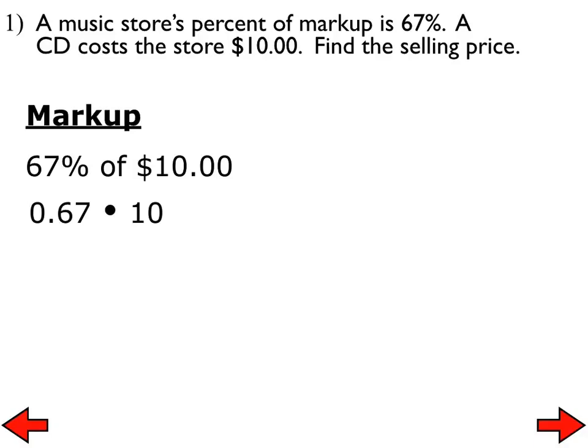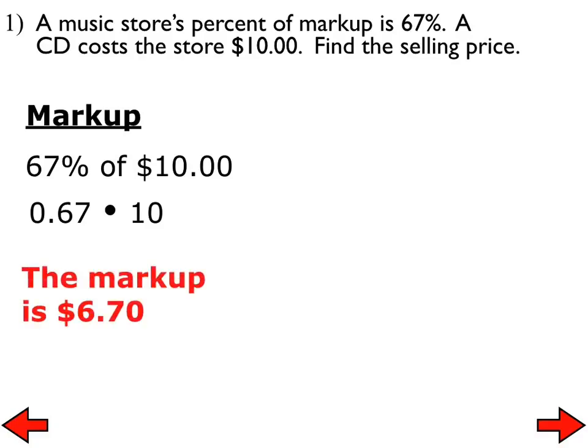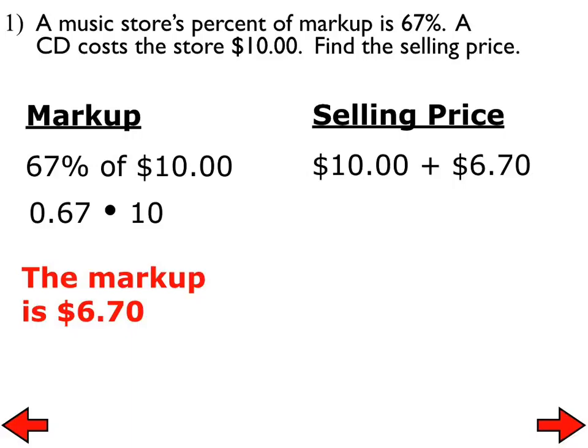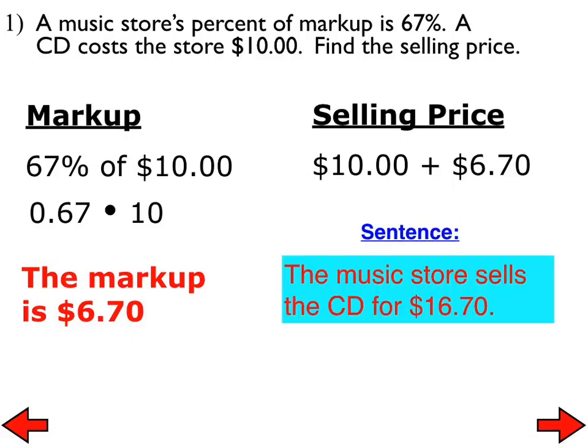How much is that markup in dollars? $6.70. Good. $6.70 is the extra amount of money that store is charging you so that they can make a profit. So to find the selling price, which is how much you as the consumer, the customer buying that CD, are paying, you are paying a total of $16.70 because you need to add that back to the $10. The store is going to charge you that $10 and some extra markup. So you need to add it together. Does that make sense?